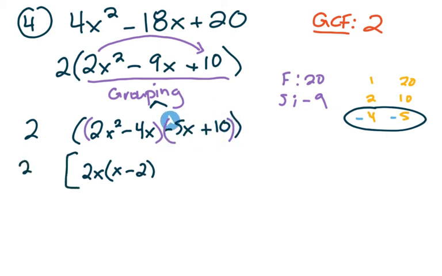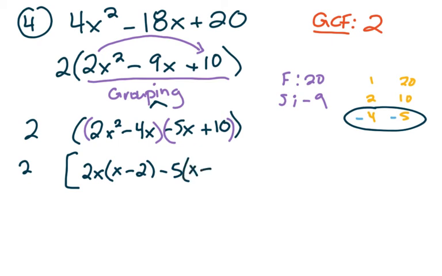Now my greatest common factor between a negative 5x and a 10 would be a negative 5. So remember, we're going to take the sign of whatever this number is. If it's negative, we're going to factor out a negative. If it's positive, we're going to factor out a positive.